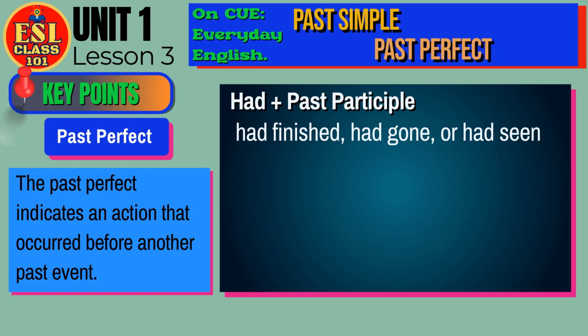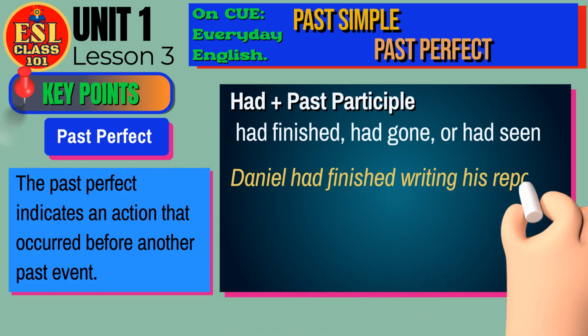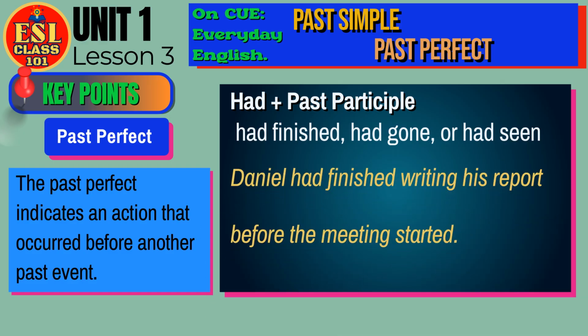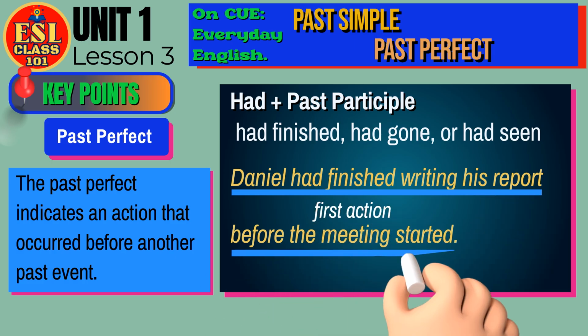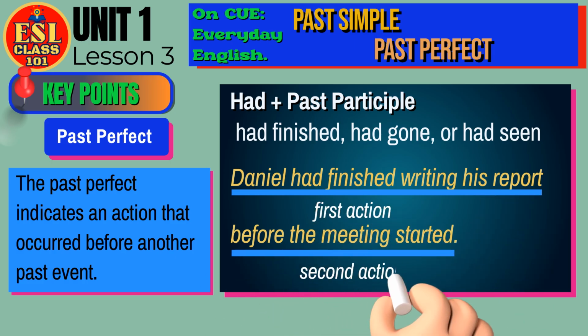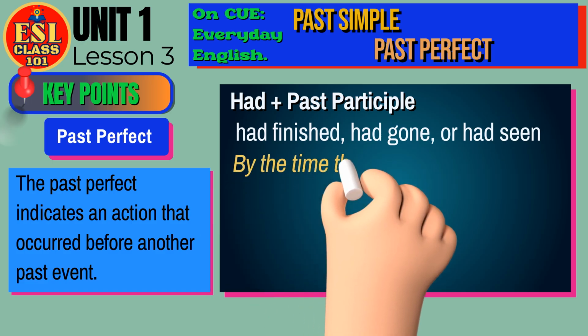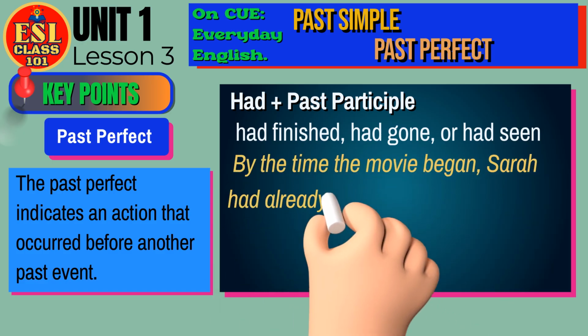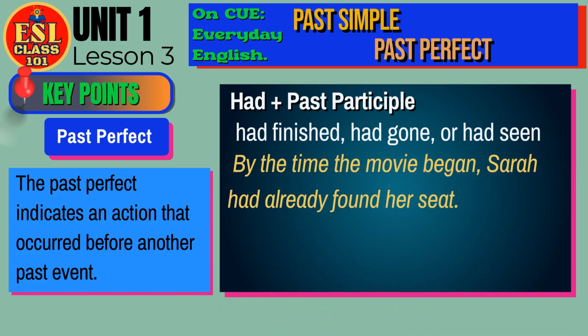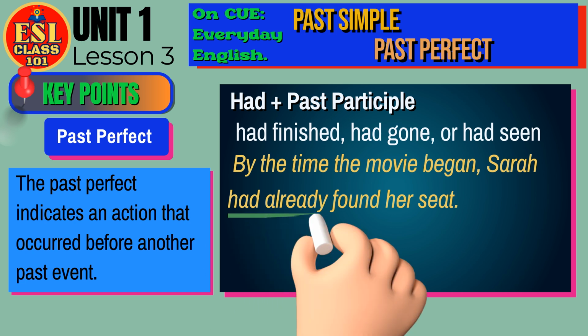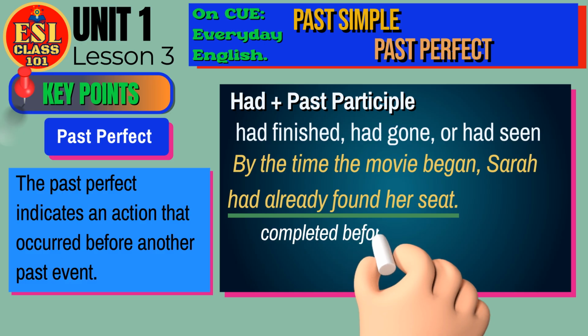To illustrate, Daniel had finished writing his report before the meeting started. In this sentence, finishing the report happened first, and the meeting occurred afterward. Another example is, by the time the movie began, Sarah had already found her seat. Here, Sarah's action of finding her seat was completed before the movie started.